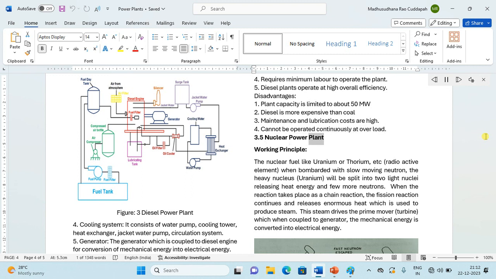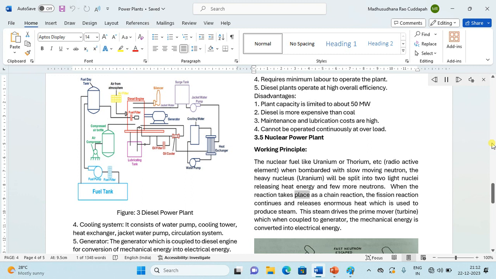3.5 Nuclear power plant. Working principle. The nuclear fuel like uranium or thorium, etc., radioactive element, when bombarded with slow-moving neutron, the heavy nucleus, uranium, will be split into 2 light nuclei releasing heat energy and few more neutrons.